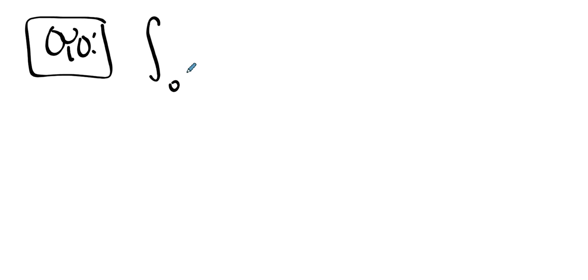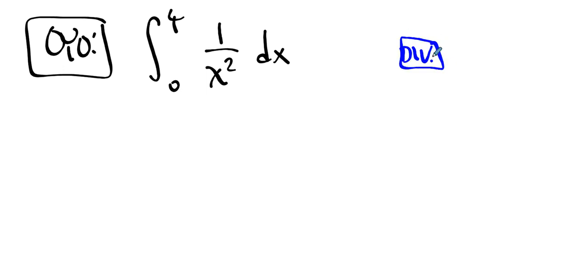You may want to practice, and if you want to practice, find the integral from 0 to 4 of 1 over x squared dx. In a moment, I'll tell you what that answer is in case you wanted to pause. That integral diverges. You may want to check that with your own work.